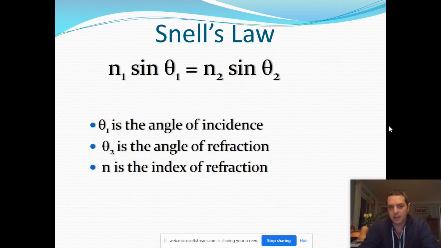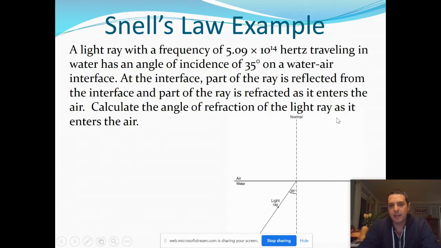Let's go ahead and take a look at this problem, and we're going to look at an example of this. This example in your notes for Snell's law says that a ray of light with a frequency of 5.09 times 10 to the 14 hertz is traveling in water. It has an angle of incidence of 35 degrees on a water-air interface. At the interface, part of the ray is reflected and part of the ray is refracted. As it enters the air, calculate the angle of refraction that the ray of light has.